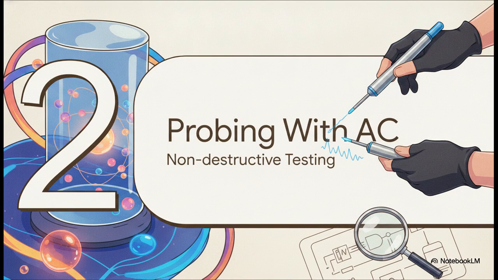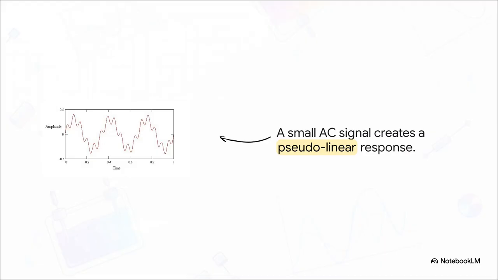Section 2. Probing with AC signals. Now that we know we're hunting for impedance rather than just basic resistance, we need a way to safely interrogate our suspect without destroying the evidence inside the cell. Here is the thing. Electrochemical cells are inherently nonlinear. Meaning, if you double the voltage, you absolutely will not just magically double the current. The response curve is completely wild and unpredictable. But we have a really clever trick up our sleeve.